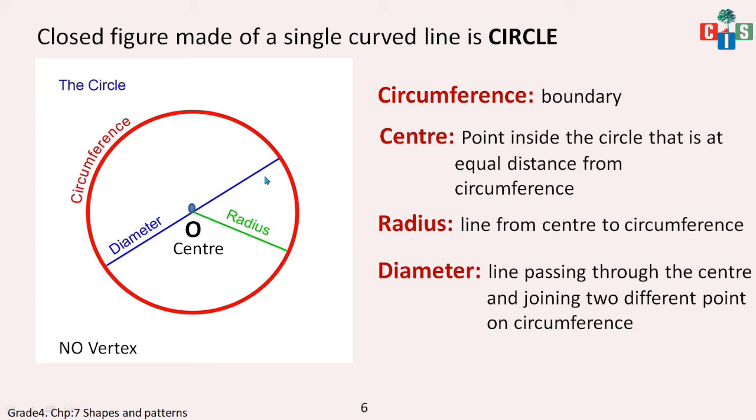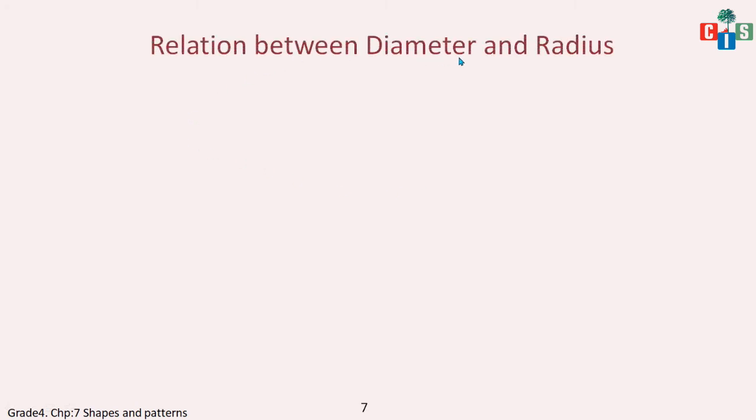Means diameter will have 3 points. One at the circumference here, one at the center and another on the circumference again. And it is a straight line. Fine. So this is a diameter. Now what is the relationship between the diameter and the radius?